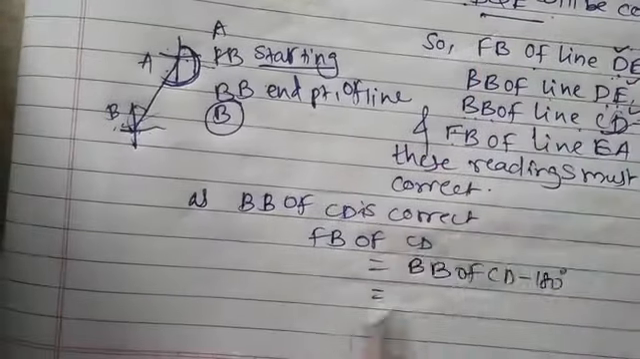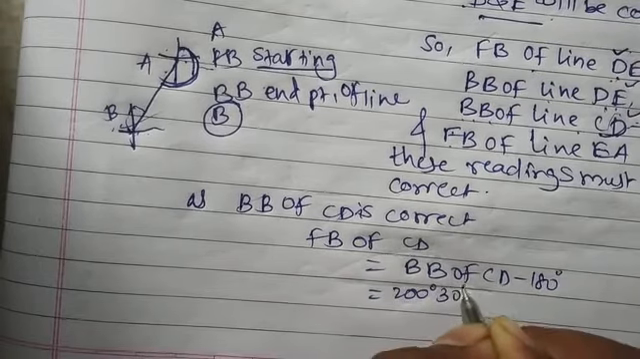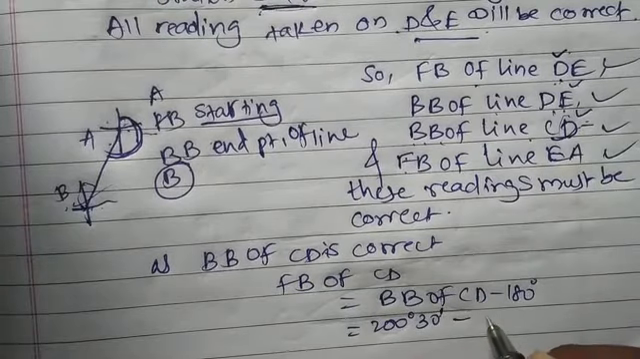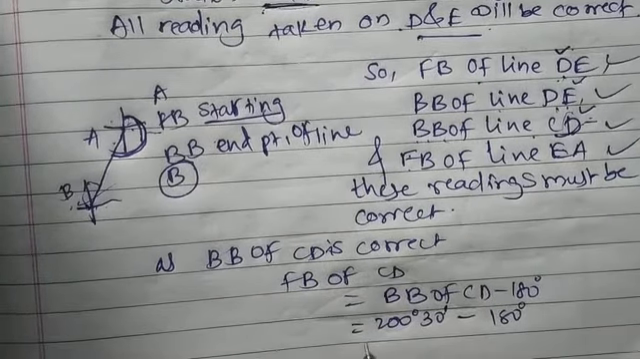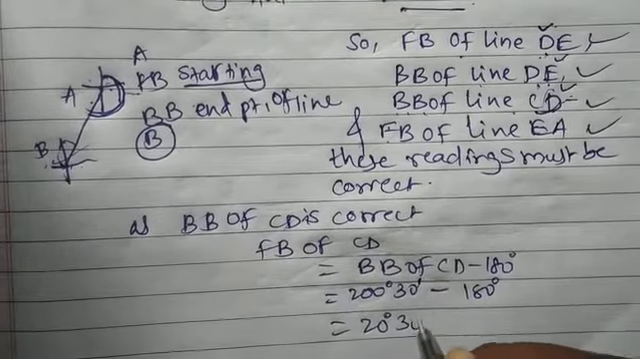So 200 degree 30 minute minus 180 degree. So it will be 20 degree 30 minute. Okay.